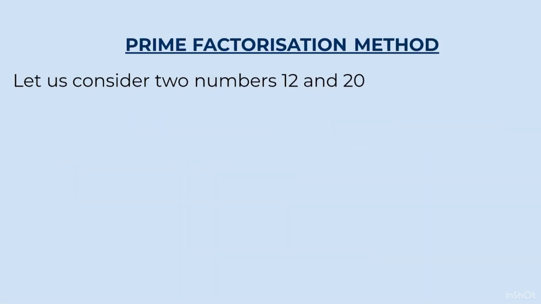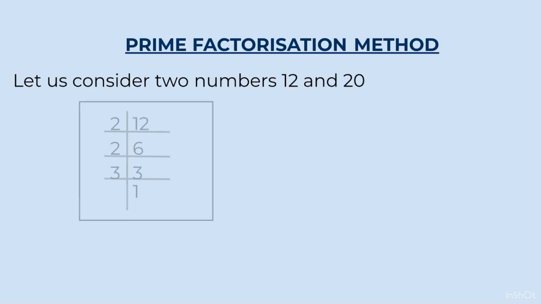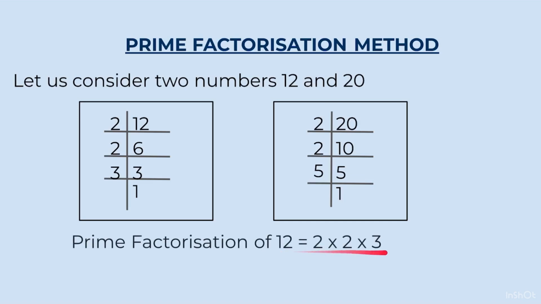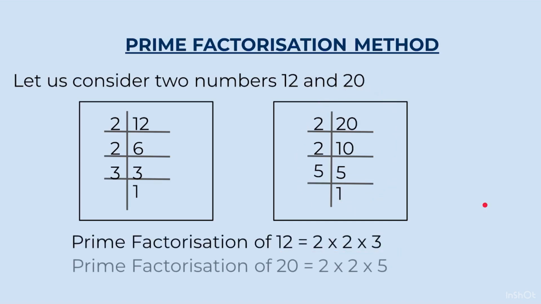Then the second method of finding the LCM is the prime factorization method. Here we have taken the example of two numbers, 12 and 20. We will find the prime factorization of 12 and of 20. So prime factors of 12 are 2 into 2 into 3. Prime factors of 20 are 2 into 2 into 5.